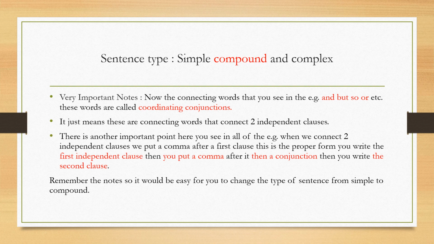There is another important note here. In all of the examples, when we connect two independent clauses, we put a comma after the first clause. This is the proper form. You write the first independent clause, then you put a comma after it. You write the conjunction and then you write the second clause. Remember these notes so it will be easy for you to change the type of sentence from simple to compound.